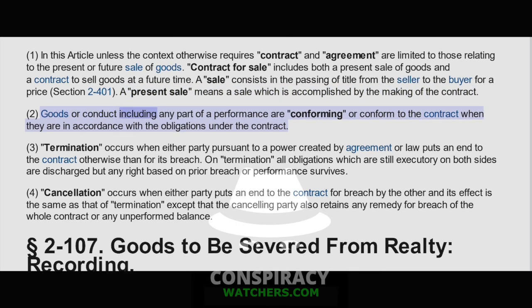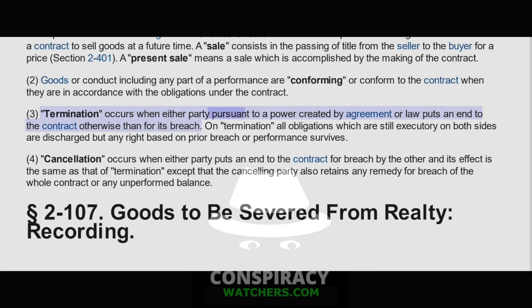Goods or conduct, including any part of a performance, are conforming or conform to the contract when they are in accordance with the obligations under the contract. Termination occurs when either party, pursuant to a power created by agreement or law, puts an end to the contract otherwise than for its breach.